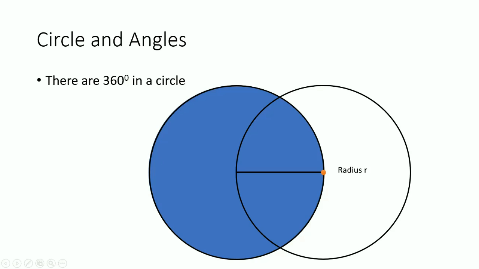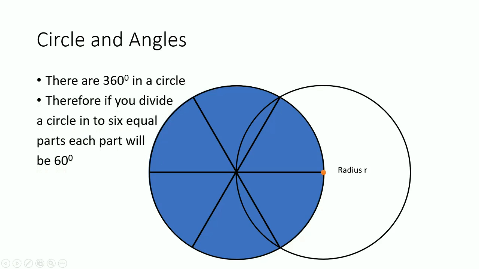Now where my two circles intersect, if I draw lines from the center and continue those lines to the circumference of my original circle, those lines will divide my circle into 6 equal parts. 360 degrees divided by 6 will give each equal part 60 degrees. So this here would be the construction of a 60 degrees.